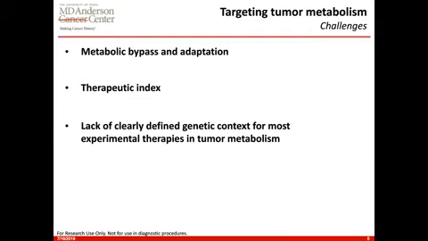I summarized some of the key challenges from a biologist's point of view. These are actually three challenges that are intertwined. They are connected with each other. One is metabolic bypass and adaptation. The metabolism network is so intrinsic to all our cells. It's so critical over evolution.